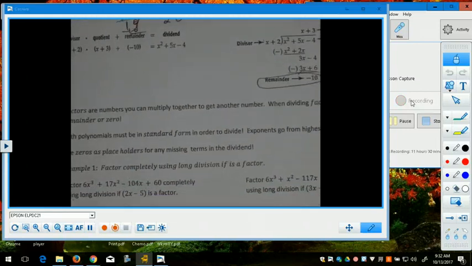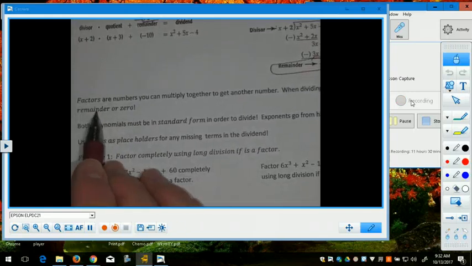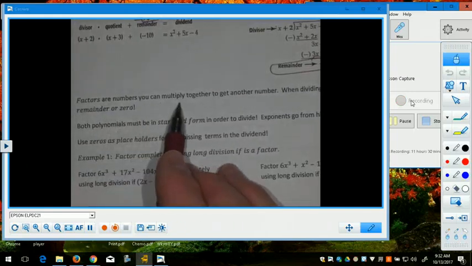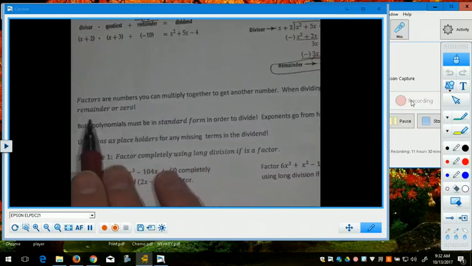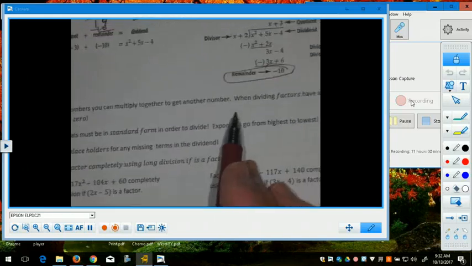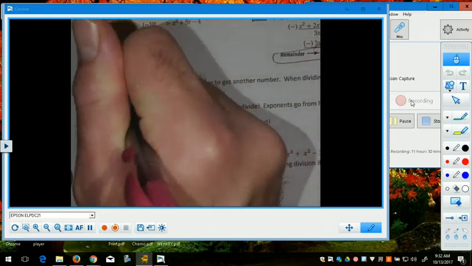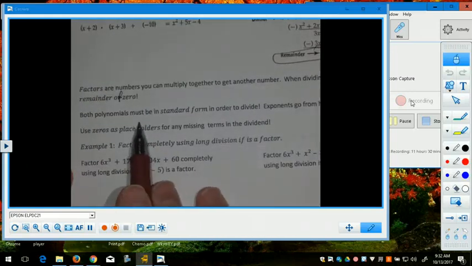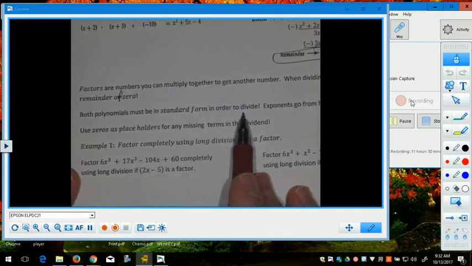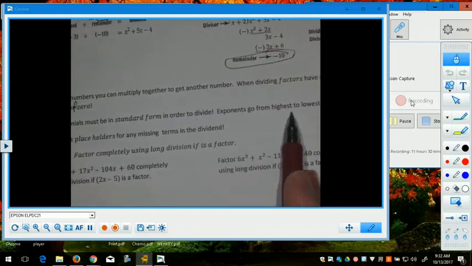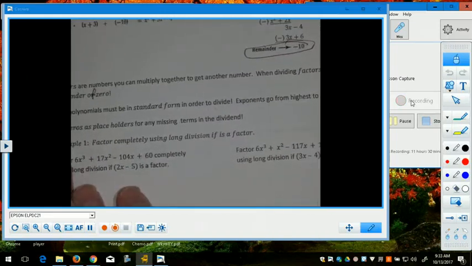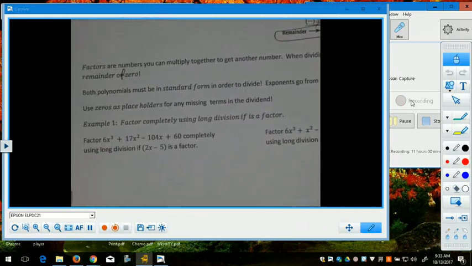You already know this because you were building polynomial functions, but factors are numbers you can multiply together to get another number. When dividing factors have a remainder of 0. But polynomials must be in standard form in order to divide. Exponents go from highest to lowest. If you have a missing term, you have to fill it in as 0. You guys probably remember that from Algebra 2.